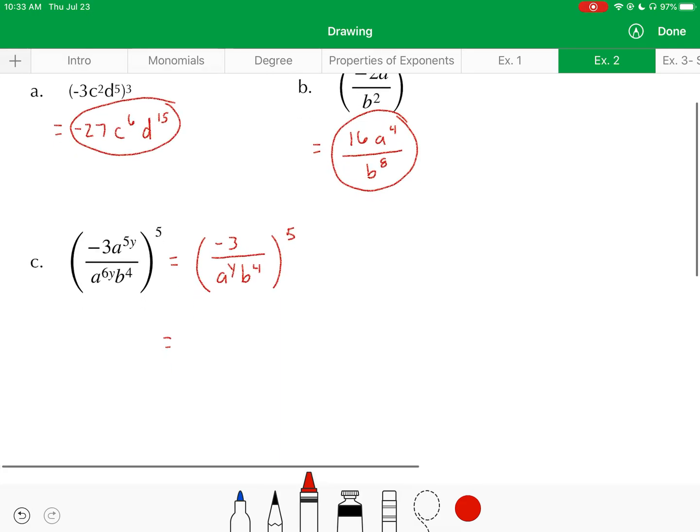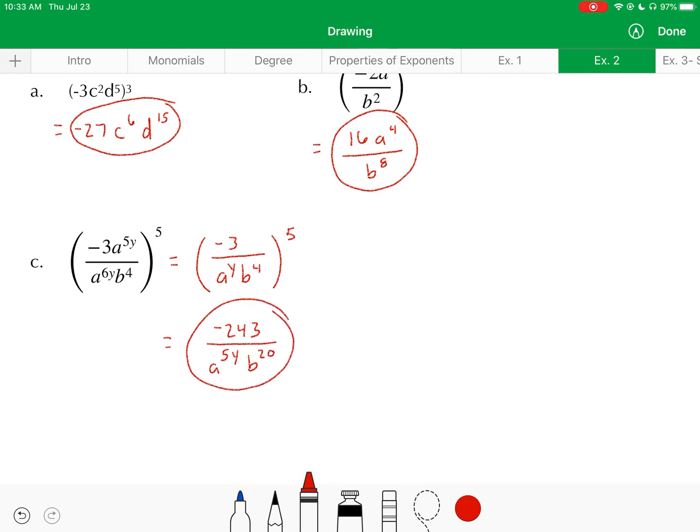Okay. Now raise every part of the numerator and denominator to the fifth power. So negative 3 to the fifth power is negative 243. A to the power of y, if you raise that to the fifth power, multiply 5 and y together, it'll give you a to the power of 5y. And then b to the fourth, if you raise that to the fifth power, you'll end up with b to the 20th, as simplified as we can get. Okay.